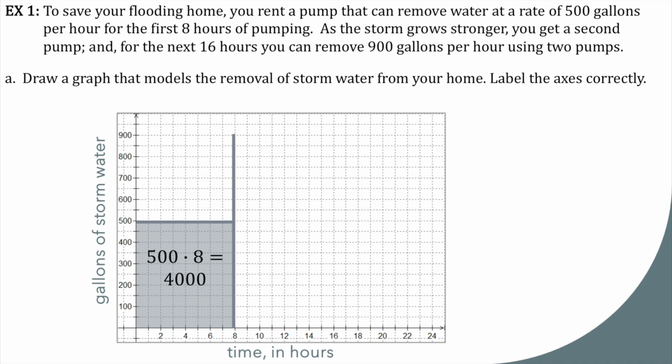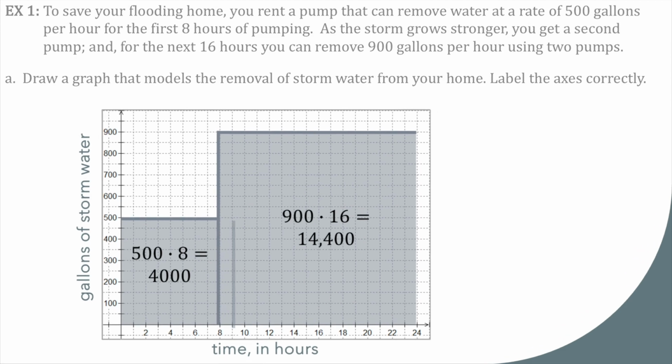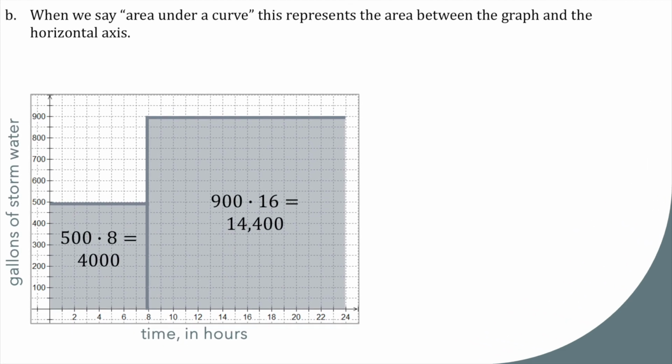Now we have to up our game because the storm is growing stronger. You get a second pump, and for the next 16 hours, we're doing 900 gallons per hour. So the area of that rectangle is 14,400. When we say area under a curve, this represents the area between the graph and the horizontal axis.